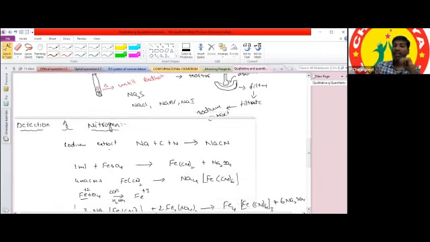How is nitrogen present in the lysine extract? In the lysine extract, nitrogen is present in the form of sodium cyanide.